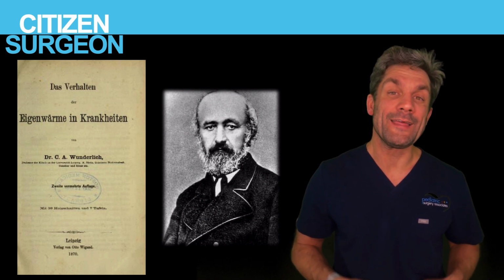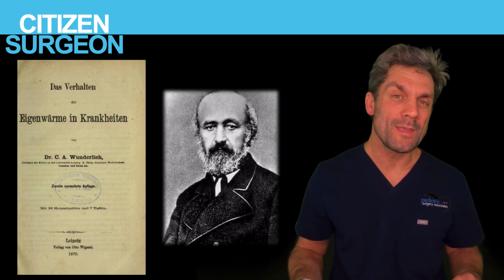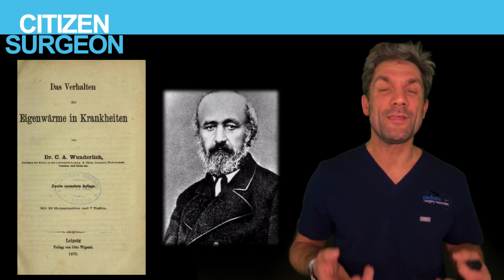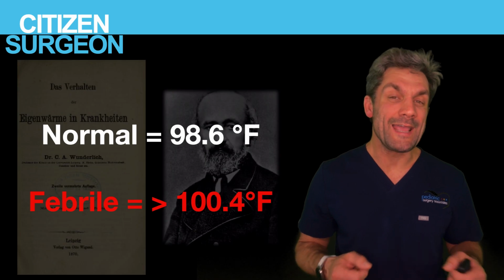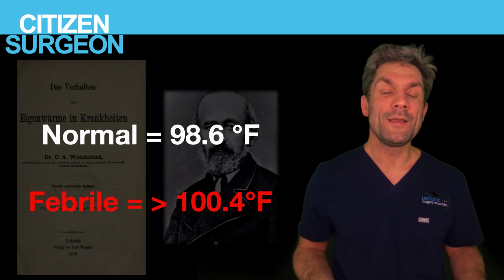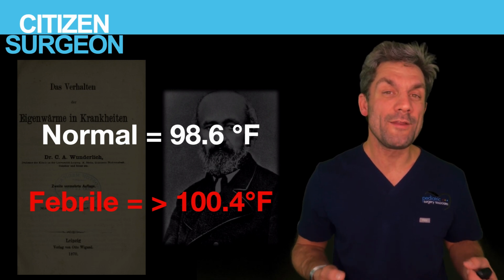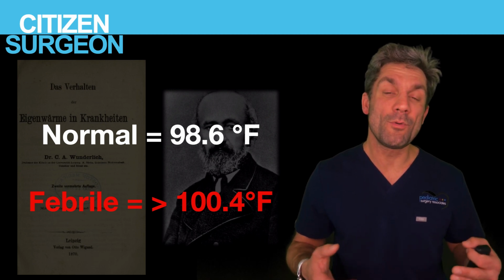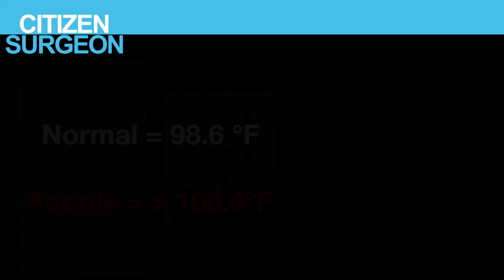And he discovered that not only does the temperature in normal people fluctuate throughout the day, but temperature should be thought of as a range. Now he came up with the number that we associate with normal temperature, and that is 98.6 degrees Fahrenheit. He also came up with a number that we should be concerned about for fever, and that's 100.4 degrees Fahrenheit. So when your temperature is above 100.4, you could say that this could be a fever.